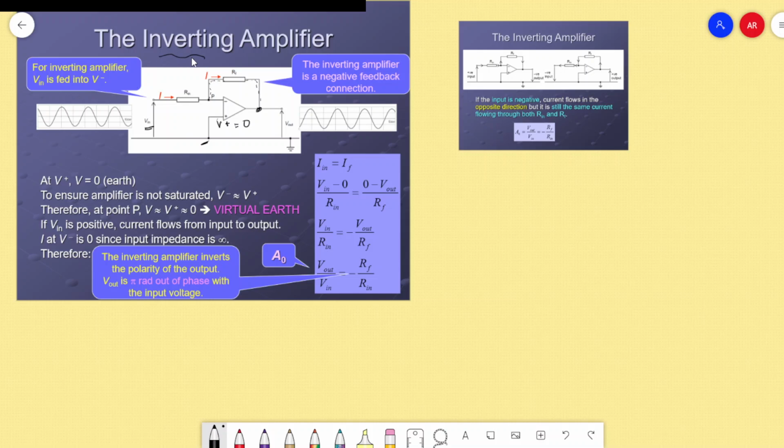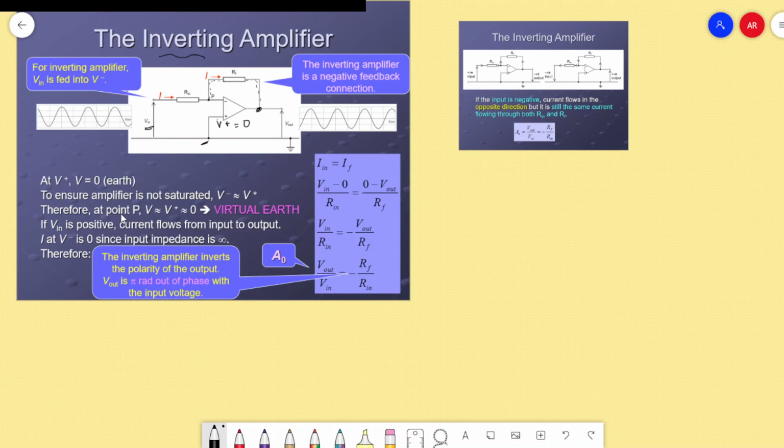It is inverting. Again, by its name, it suggests that it inverts the signal. So if the signal is a positive sine, it inverts it and it is made a negative sine. If it is a positive cosine, it is made a negative cosine. So it just inverts the signal.